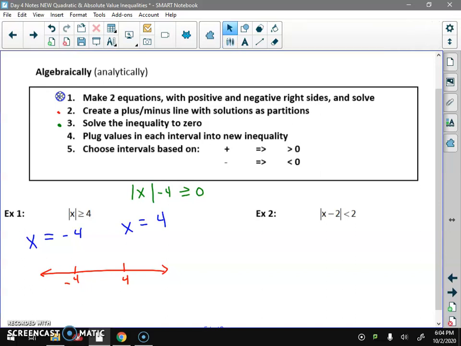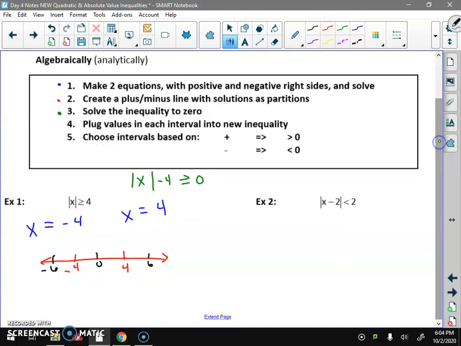Now I'm going to pick a number in each region. How about -6, 0, and 6? And I'm going to plug into that green inequality. -6, absolute value 6. 6 minus 4, positive. Every number in that region is positive. 0, absolute value 0, minus 4, negative. Every number in that region is negative. 6, absolute value 6, minus 4 is positive.